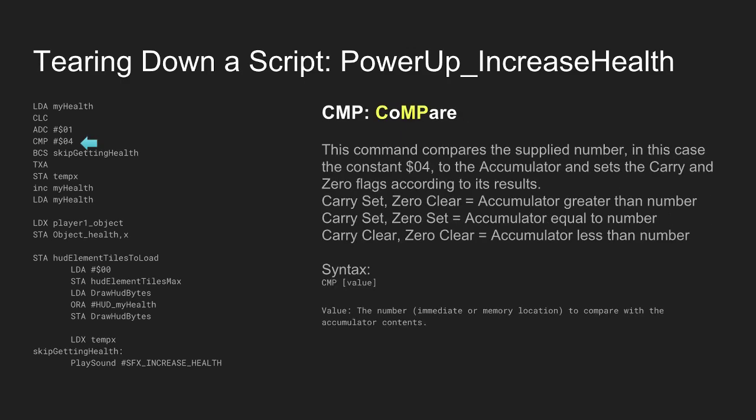Next, we're using the compare function, comparing the supplied number, in this case the constant number 4, to the accumulator and setting the carry and 0 flags according to the results. The interesting thing is the reason why it's setting these flags is because the compare command is actually a subtraction, but not storing the result. It's basically just a quick mathematical command. But rather than changing the accumulator, it leaves it alone.